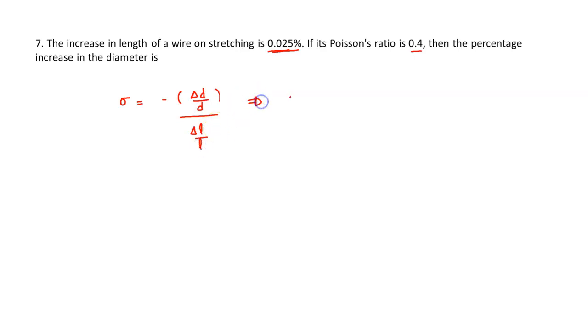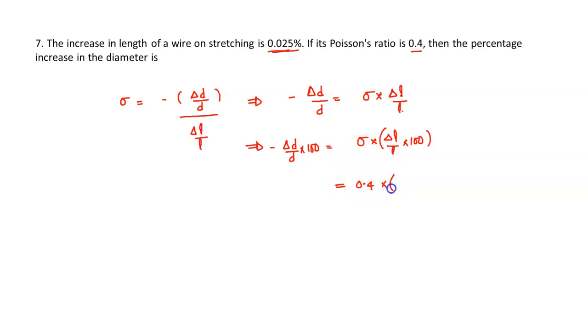So from here we can write minus of delta D by D is equal to sigma into delta L by L. Just multiply it with 100 on both sides. So this will be minus delta D by D into 100 is equal to sigma into delta L by L into 100. So here just substitute the value. Sigma value is given as 0.4 into percentage increase is 0.025%.